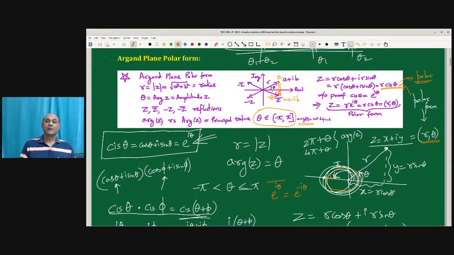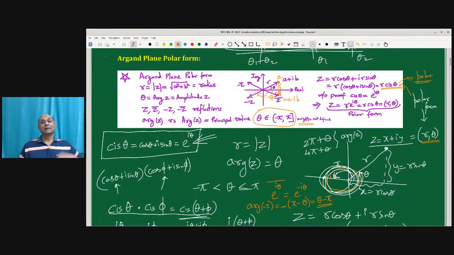This is minus z. What about its angle? Minus z's angle is not minus theta. This is the angle, this is the angle. This is theta, this is theta. So what is that angle? This angle should be pi minus theta, but in the opposite direction. So argument of minus z is how much? Argument of z conjugate is minus theta. Argument of minus z is minus of (pi minus theta), or theta minus pi.